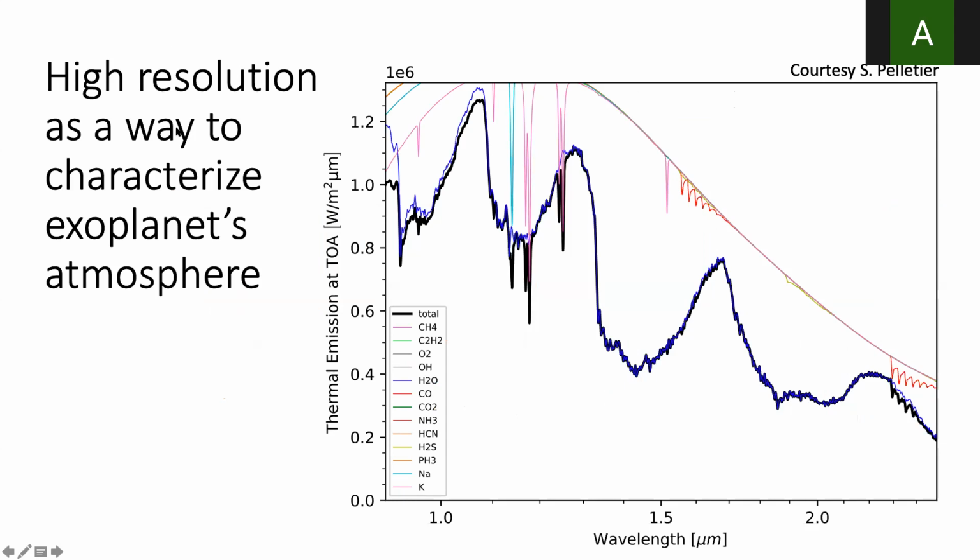Just to illustrate this, this is a synthetic spectrum of a hot Jupiter on SPIRou's bandpass. You can see that there are a lot of absorption bands from water. You get the CO absorption, two CO absorption bands here, some potassium lines and sodium lines. So it's very rich in information.